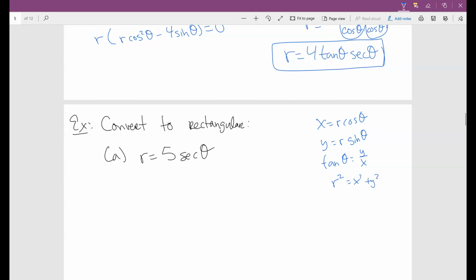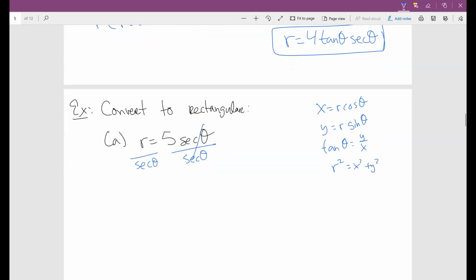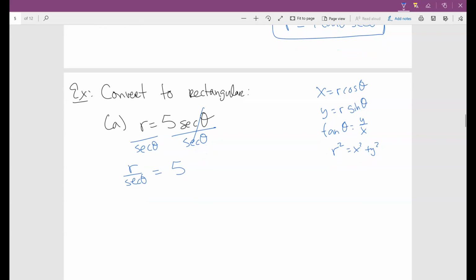Okay, so I have secant. I think what I want to do is divide by secant theta to both sides to have all the trig with the r's. I can move the secant to the top because 1 over secant is just going to be cosine. And remember, r cosine theta is just x, so x equals 5. Okay, so a little bit more algebra.